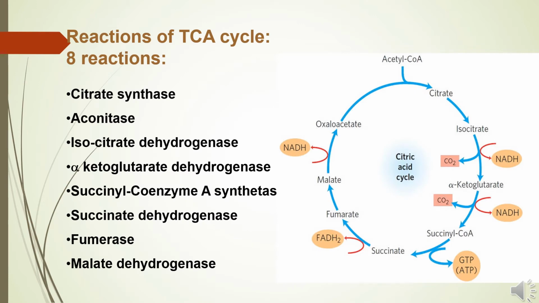بالنسبة للتفاعلات الخاصة بالترايكربوكسيليك أسيد سايكل أو reactions of the citric acid cycle, we have 8 reactions. عندنا 8 من التفاعلات: citrate synthase, Aconitase, Isocitrate dehydrogenase, α-Ketoglutarate dehydrogenase, Succinyl-CoA Synthetase, Succinate dehydrogenase, fumarase and Malate Dehydrogenase. دول 8 reactions. هنشوف بعد كده تفاصيل التفاعلات دي وازاي بيحصل لها regulation في السايكل.